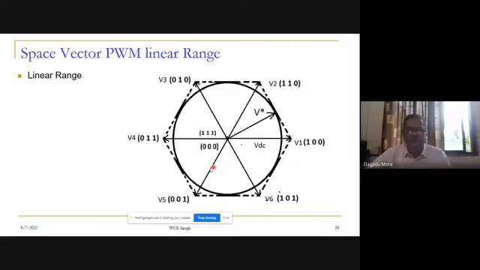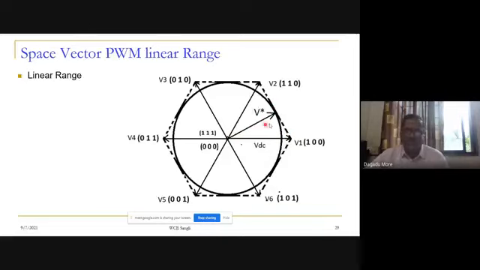Now we have shown the maximum possible space vector where we can get the linear range. What is meant by linear range? It is where the output is directly proportional to M, and that we call the linear range. The space vector lies on the inscribing circle, and you can find out the magnitude of this.